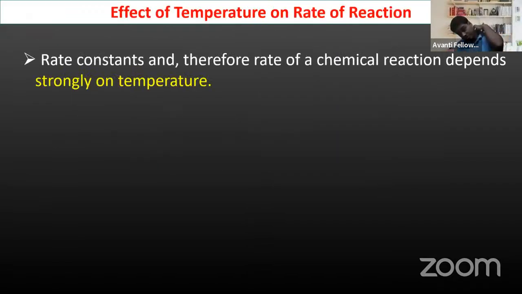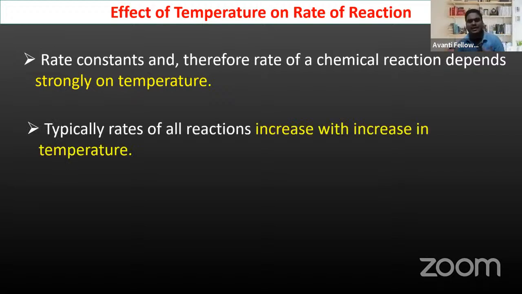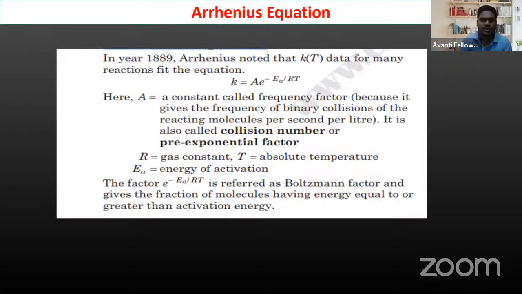So what is the effect of temperature on the rate of reaction? We have to study the effect of temperature on the rate of reaction. The rate constant, and therefore the rate of a chemical reaction, depends strongly on the temperature. Typically the rate of a reaction increases with the increase in temperature, as we already discussed. In 1889, Arrhenius noted that K, the rate constant, is a function of temperature only.